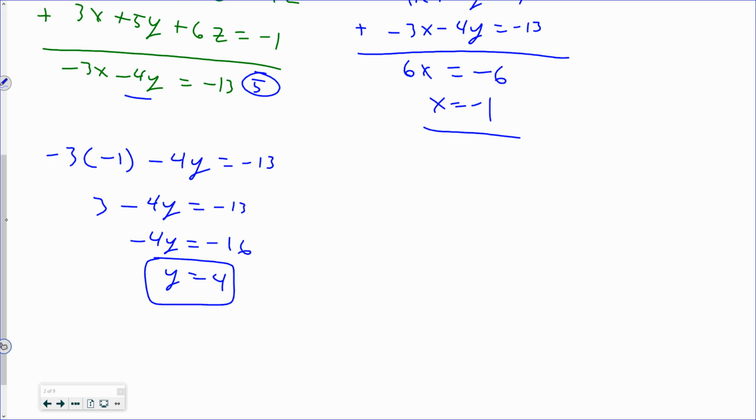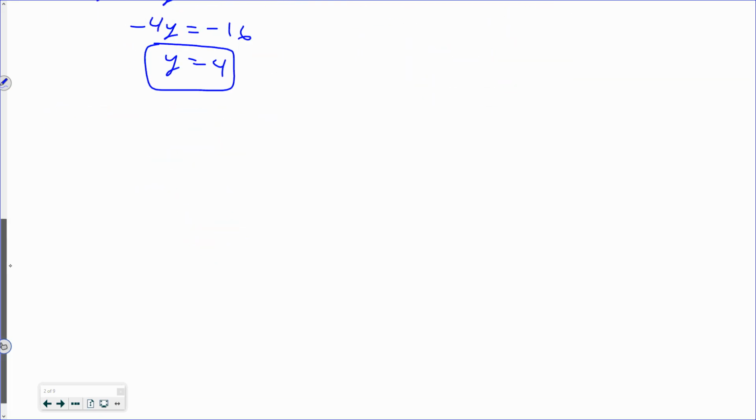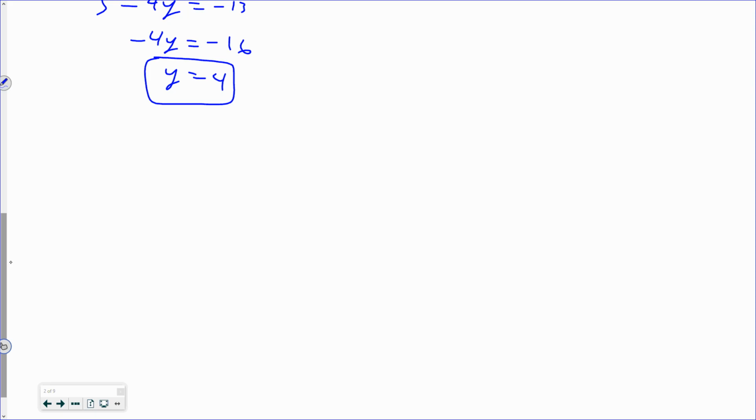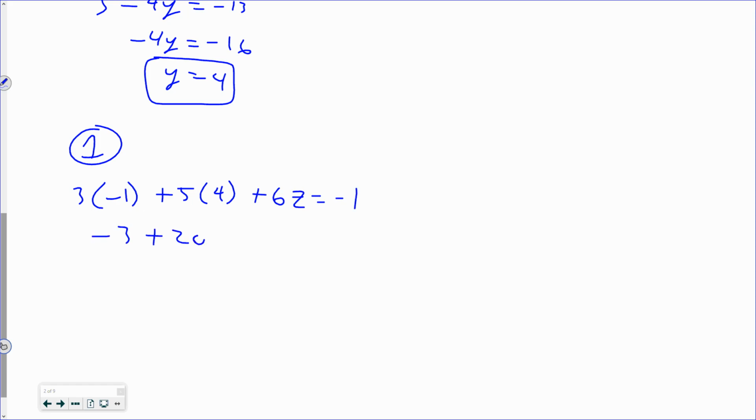So I have my x value, I have my y value. All that's left is to figure out what my z value is going to be. Because I have x's and y's, I'm going to plug them into one of my first 3 equations, because that has x's, y's, and z's. I can solve for z pretty easy. I'll use equation 1, but it does not matter which one you use. So 3 times -1 plus 5 times 4 plus 6z is -1. -3 plus 20 plus 6z is -1. Or 17 plus 6z is -1. Or 6z is -18. Z is -3.